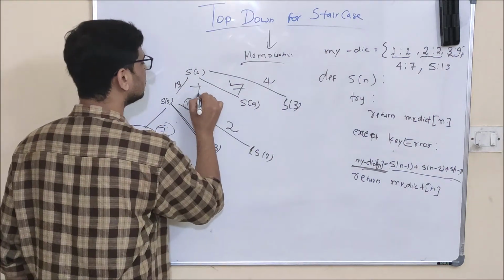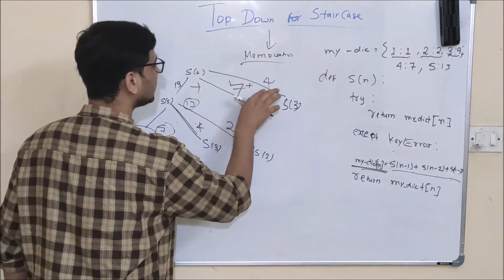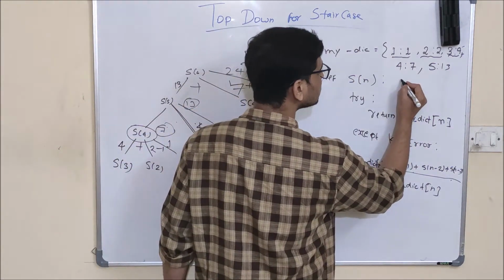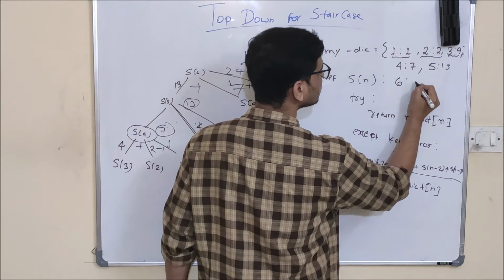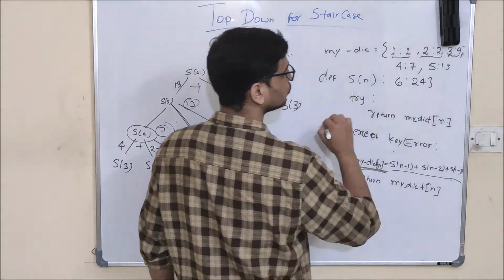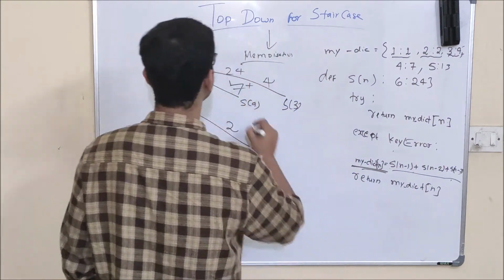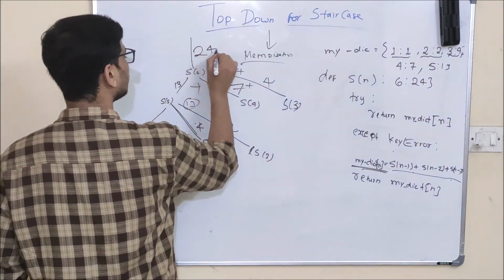So S of 6 will sum it up, that is 24, and then update this dictionary, that is, for 6 I have 24 ways to do it, that is key is equal to 6 and value is equal to 24, and in the next line it will return 24 from here.